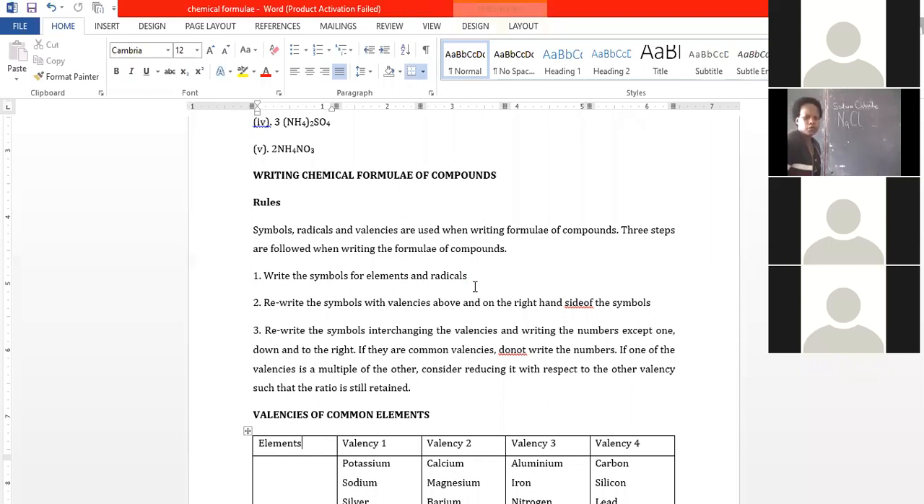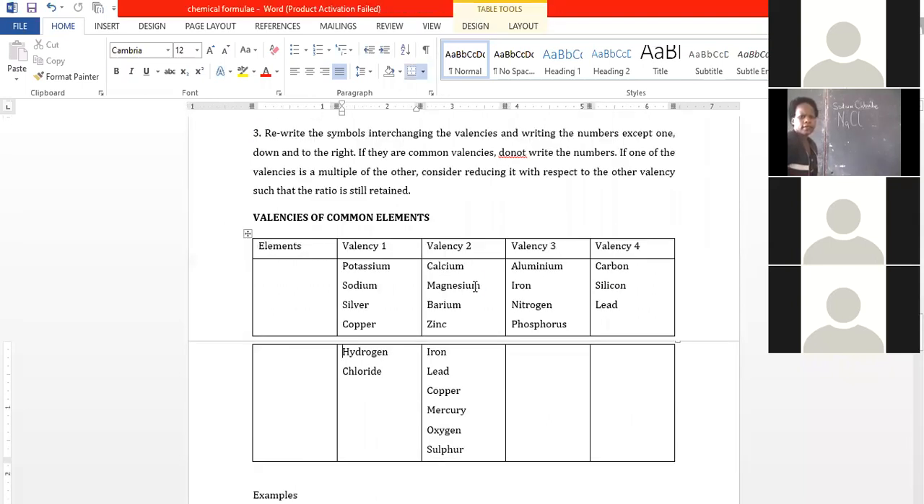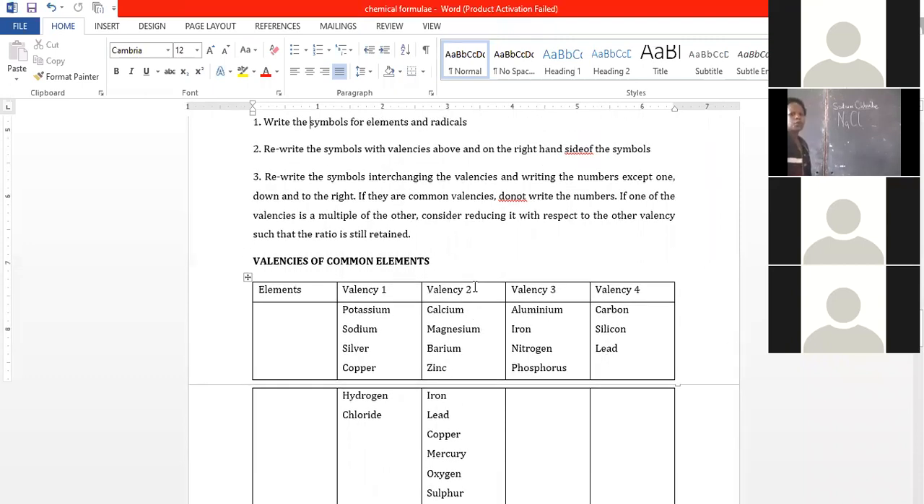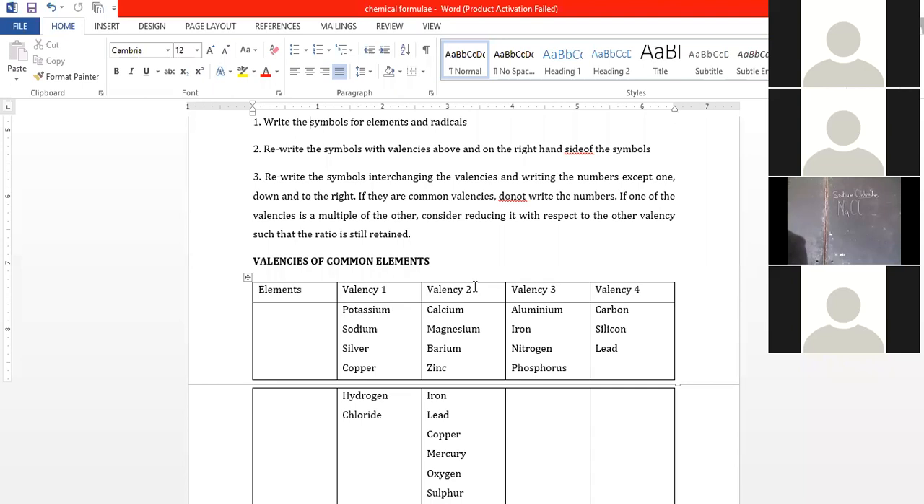Then step number 2 says we write the valencies of the elements on the top right-hand side of the symbols. Can one of you remind me what is the valency for sodium? It is 1. So we have the valency of sodium as 1. What is the valency for chloride? It is also 1.